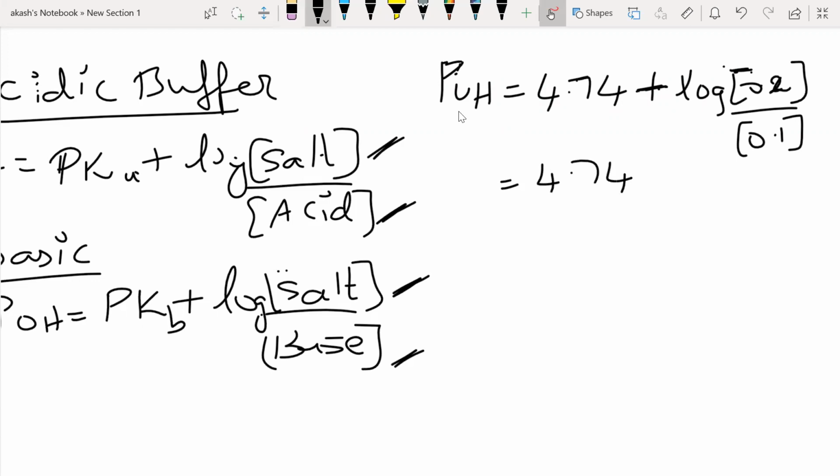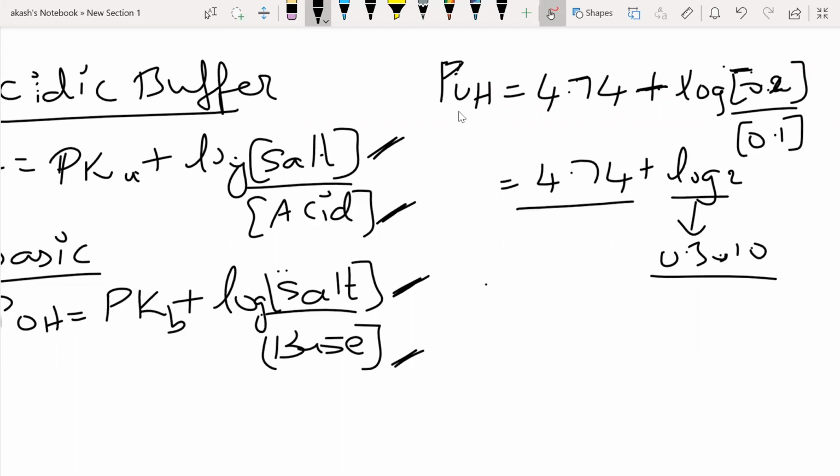So it will be 4.74 plus log 2. That is 0.2 by 0.1 will become log 2, right? So log 2 value is 0.3010, right? So add this, and this is my pOH. So when I want to calculate pH, pH will be 14 minus 4.74 minus 0.3010.